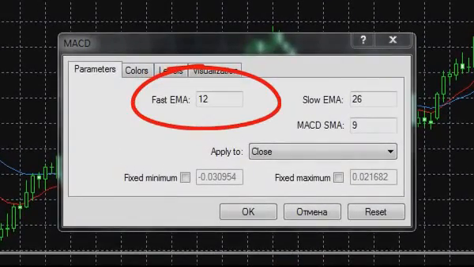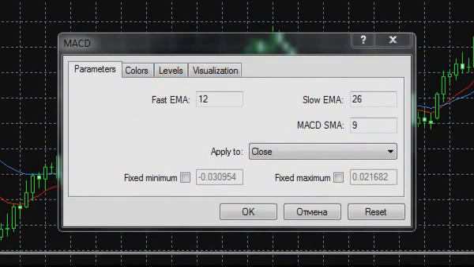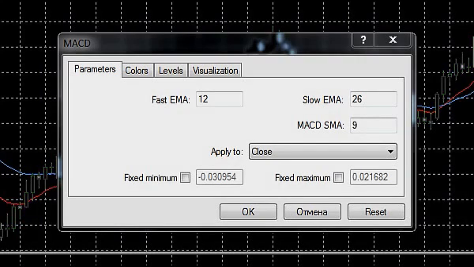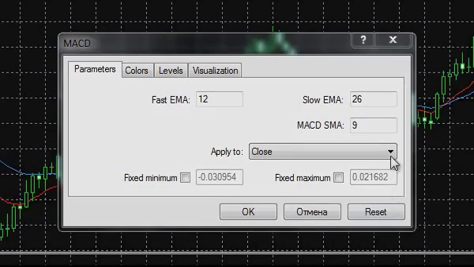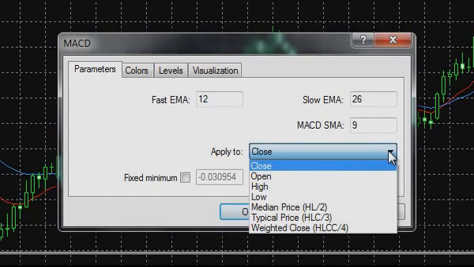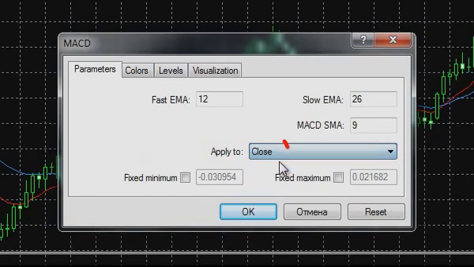Fast EMA field, the period value for the fast exponential average. Slow EMA field, the period of the slow exponential average. MACD SMA field, the period of the simple moving average, used for smoothing the major histogram values and marking the indicator signal line. The drop-down list Apply to determines by what values of bars and candlesticks the indicator will be constructed. In most cases, for constructing the MACD indicator, the bar closing value, Close, is used.